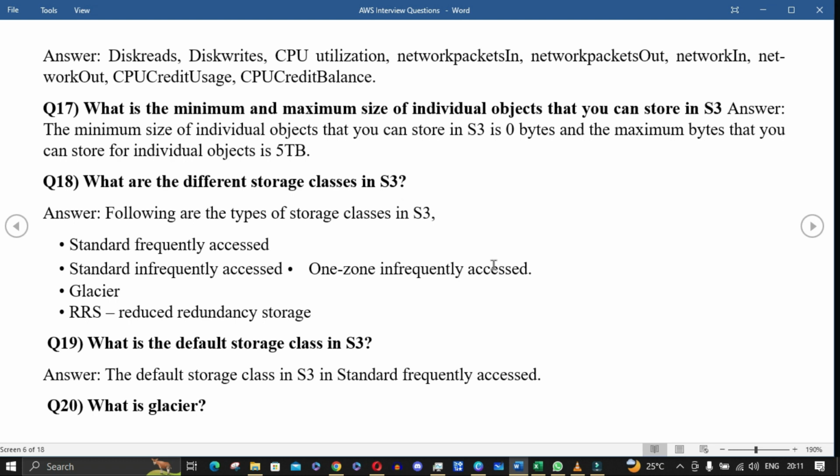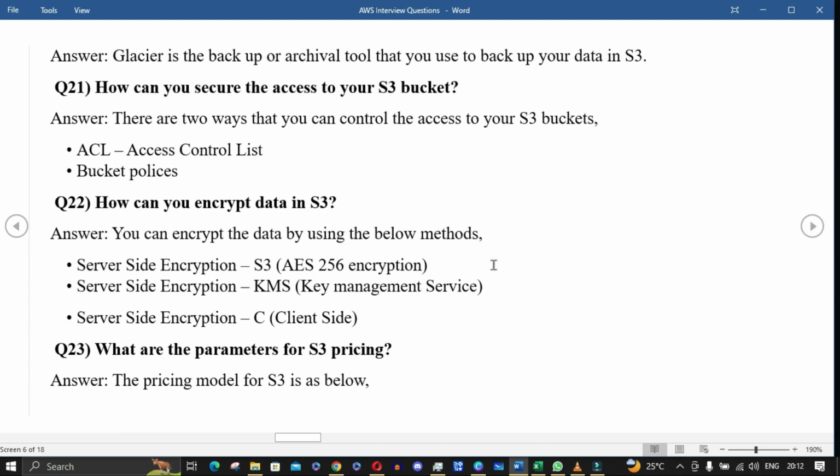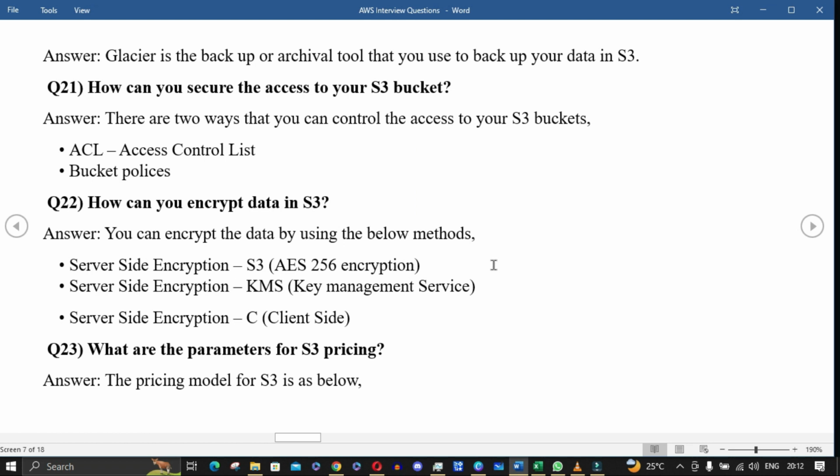What is the default storage class in S3? The default storage class in S3 is Standard, frequently accessed. What is Glacier? Glacier is a backup or archival tool that you can use to back up your data in S3. How can you secure the access to your S3 bucket?